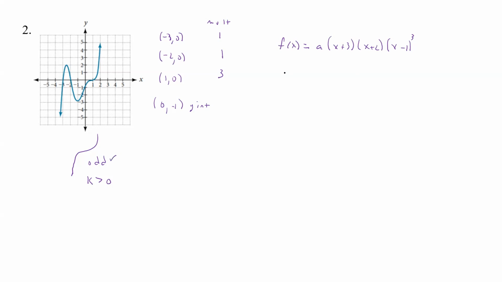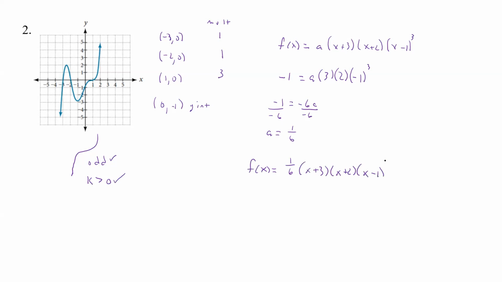Now let's solve for a. So we have minus 1 equals a times 3 times 2, and here we have minus 1 to the third. Well, minus 1 to the third is just minus 1. And so then we basically have minus 1 equals minus 6a, divided by minus 6. So a is equal to 1/6. And we have our k greater than 0, so that looks good too. So f of x is equal to 1/6 times (x plus 3)(x plus 2)(x minus 1) cubed.